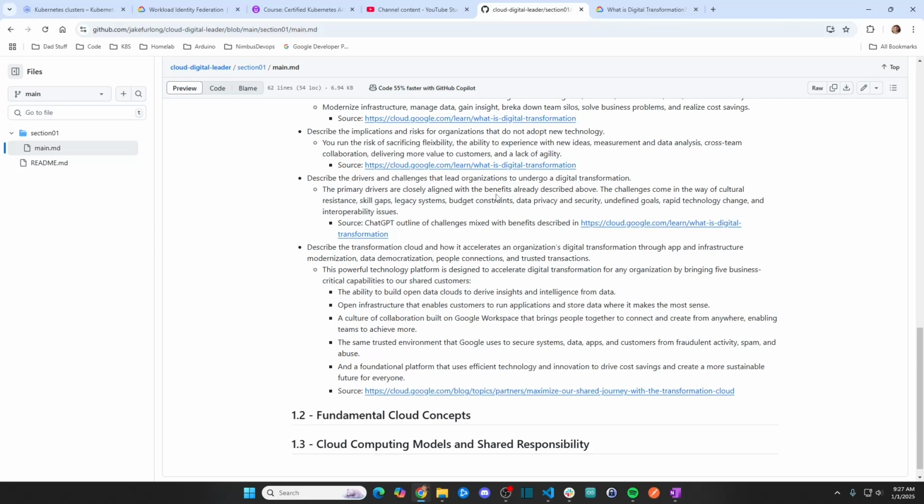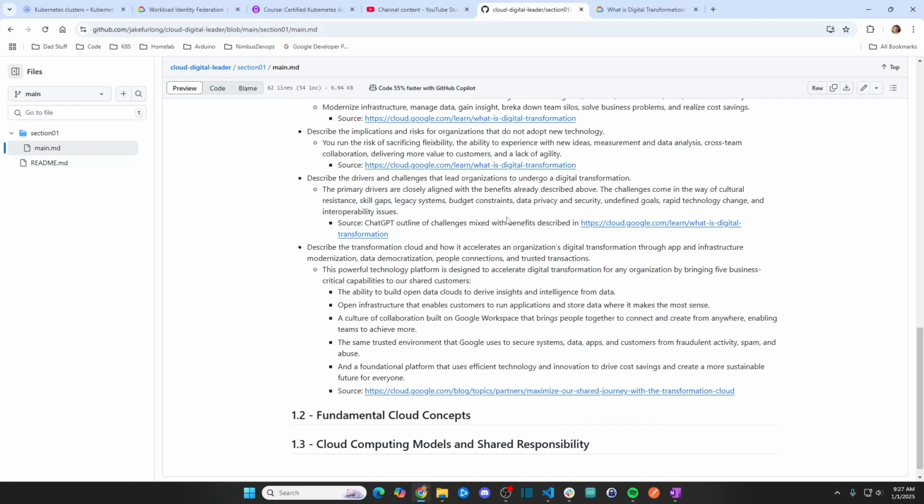Now we're going to describe the drivers and challenges that lead organizations to undergo a transformation. This was a mix of ChatGPT outlined with what is digital transformation mixed with my own experience. That basically dictates that the primary drivers are closely aligned with the benefits already described in the above sections. The challenges, though, come in the way of cultural resistance, skill gaps, legacy systems, budget constraints, data privacy and security, undefined goals, rapid technology change, and interoperability issues.